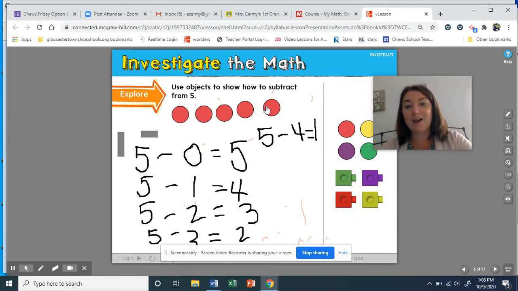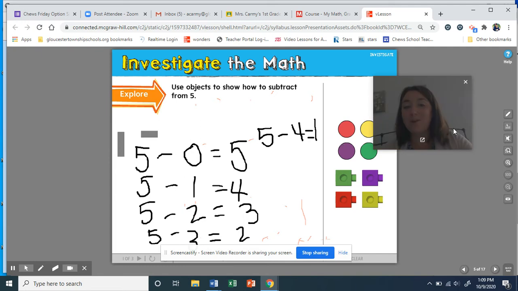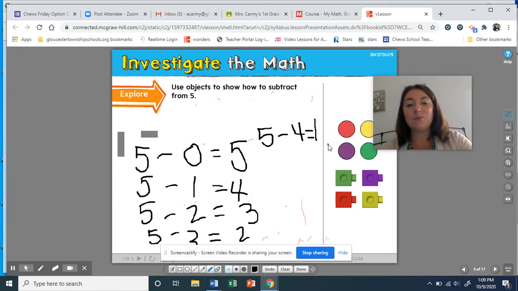Now let me take all 5 away. 1, 2, 3, 4, 5. What am I left with? If you said 0, you are right, because whenever we take away all, we're left with 0.